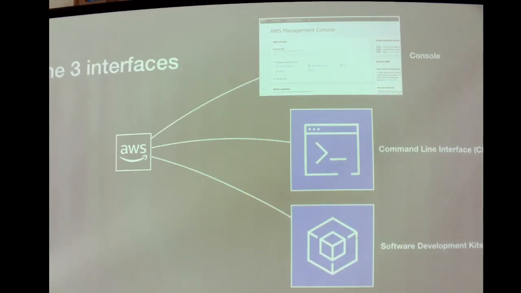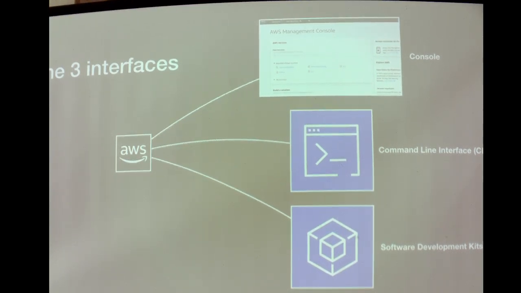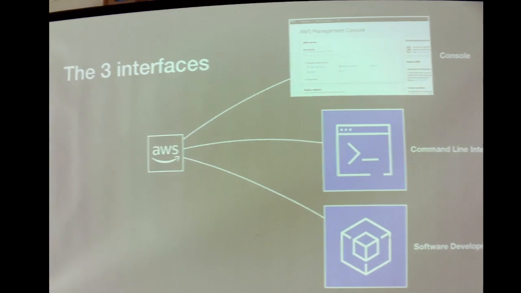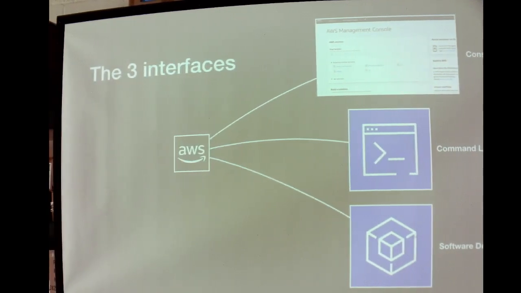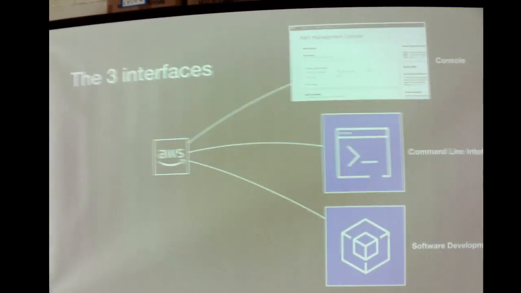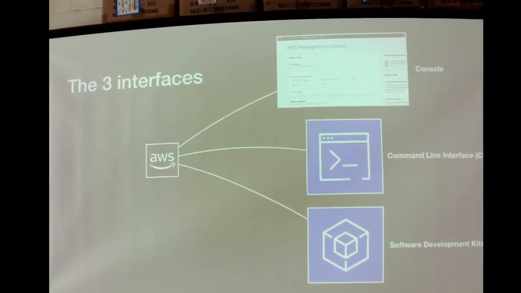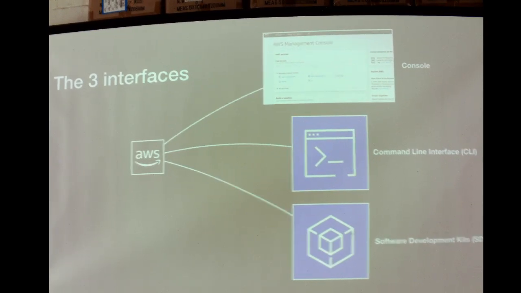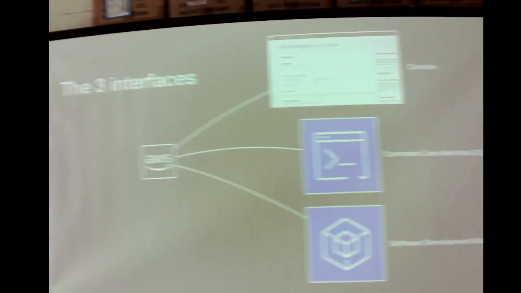So AWS has three interfaces that all really communicate with one API. There's the console, the command line interface, and then software development kits. The one we're going to talk about today is the command line interface, and we'll go into the console a tiny bit just to confirm everything's working. And then the software development kits are for programming languages. They have them in most programming languages. You just have to go to AWS and find them.